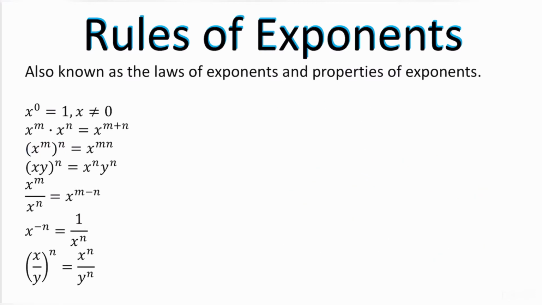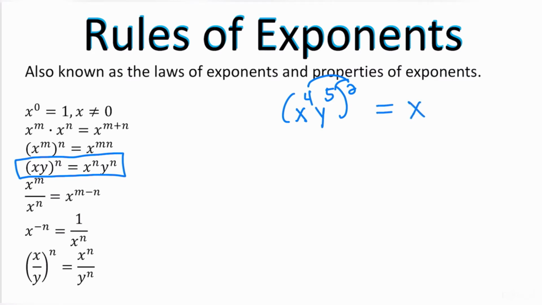The next rule says when you have parentheses and you have an exponent on the outside, that exponent belongs to everything inside of the parentheses. So if I have x to the 4th power, y to the 5th, and everything is squared, that means that that exponent is going to have to get distributed to everything inside of those parentheses. So this would make this x to the 8th, y to the 10th.